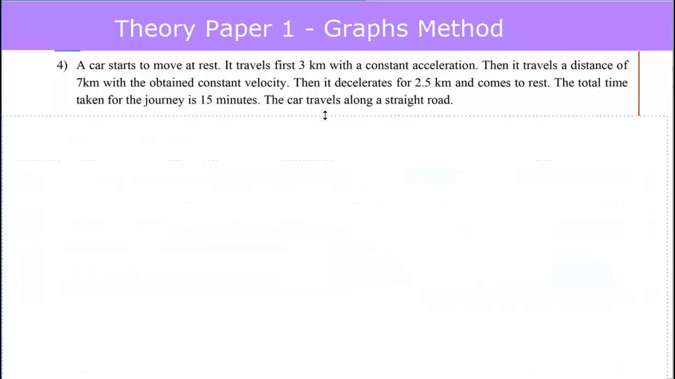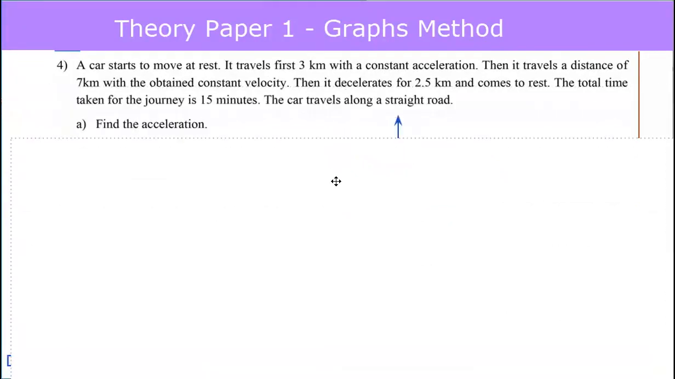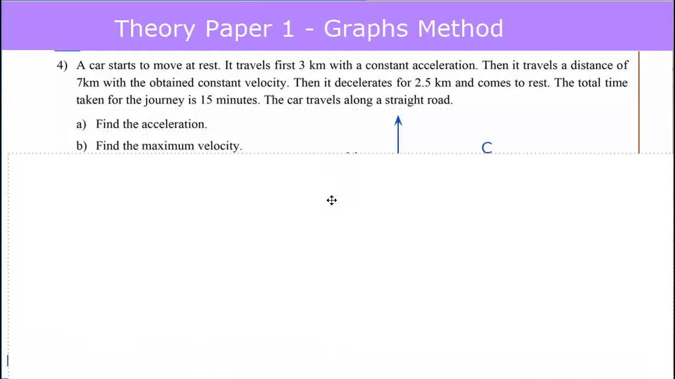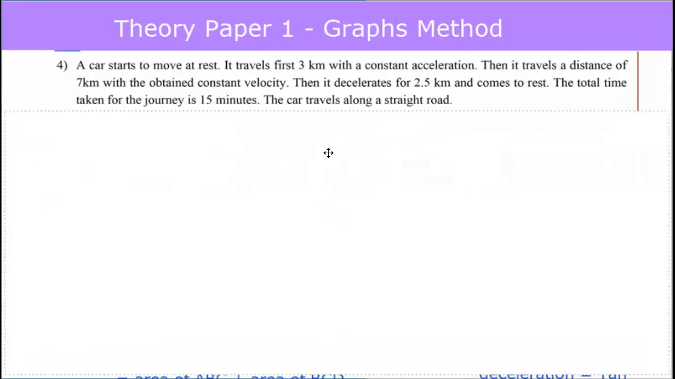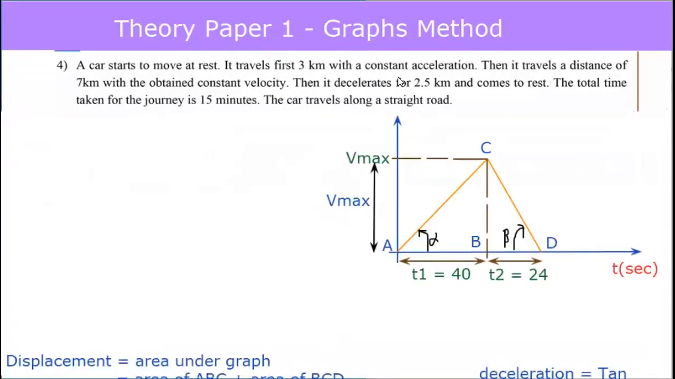Right. So I can use the same graph as earlier, right? The total time taken is 15 minutes. They ask us to find acceleration, maximum velocity, and deceleration, right? I'll cover them all like this, and I can use the same graph. The only difference is we have acceleration and deceleration, but in between them there is a constant velocity section. That's the only difference, right?